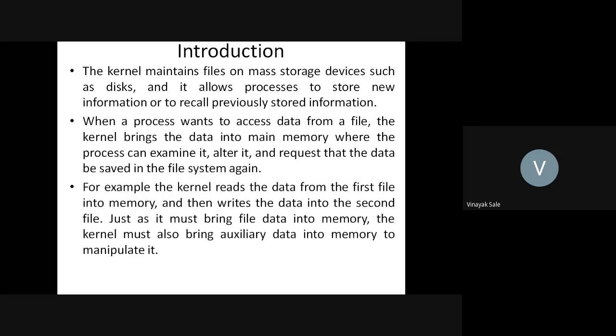For example, the kernel reads the data from the first file into memory and then writes the data into the second file. So just as it must bring file data into memory, the kernel must also bring auxiliary data into memory to manipulate it.